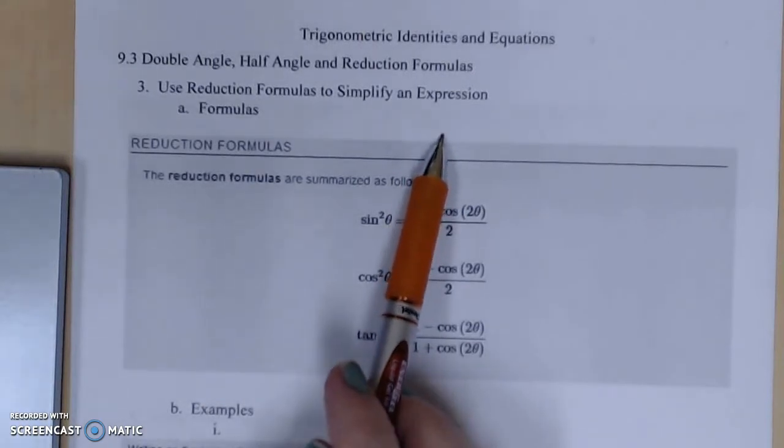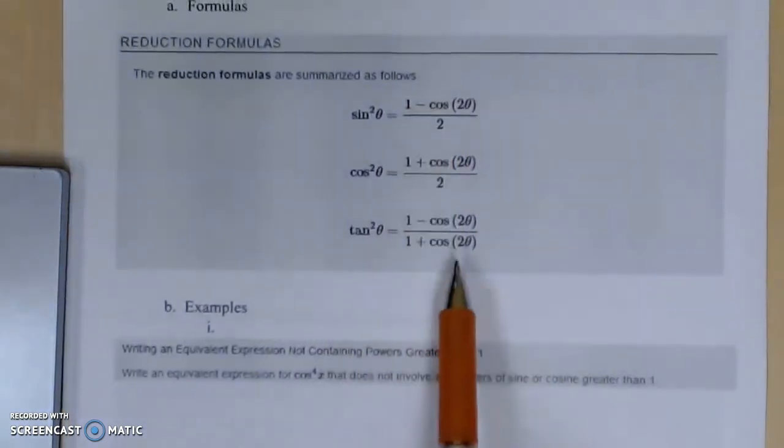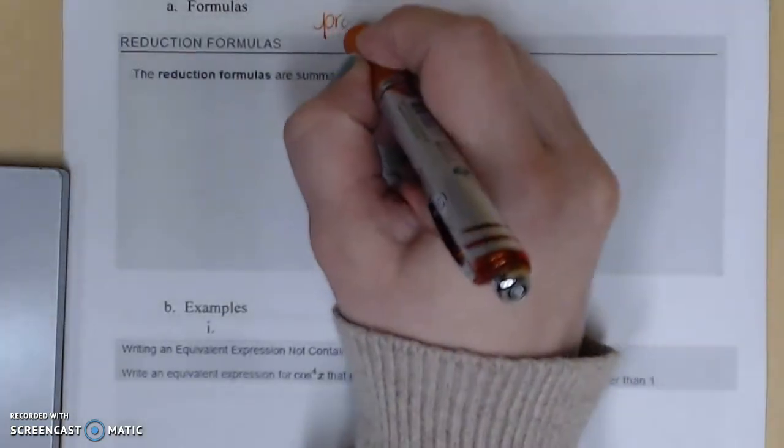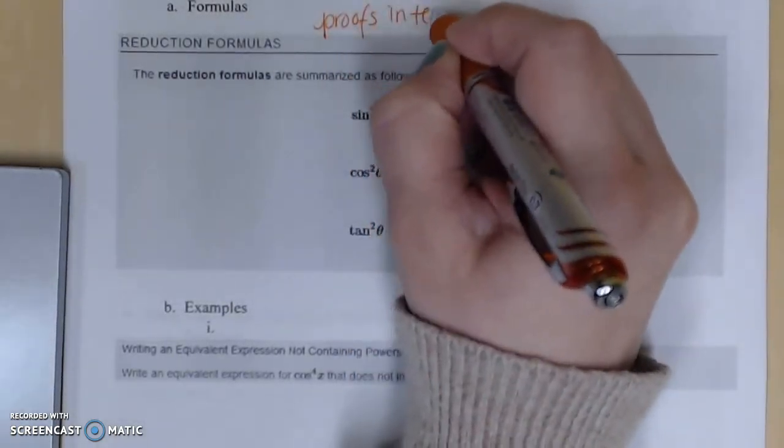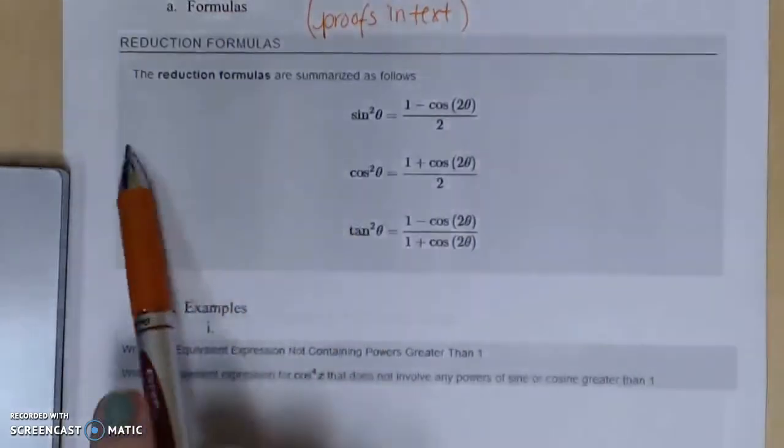So part 3, what we want to do is use our reduction formulas to simplify an expression. So we're going to get some new formulas in part 3. And I've just stated them here for you. And again, the proofs of these are in your text, which you can find within Canvas. And so let's review them.